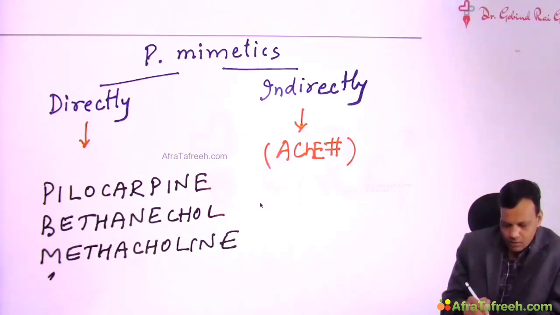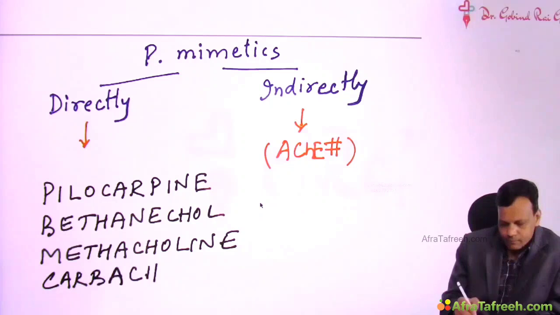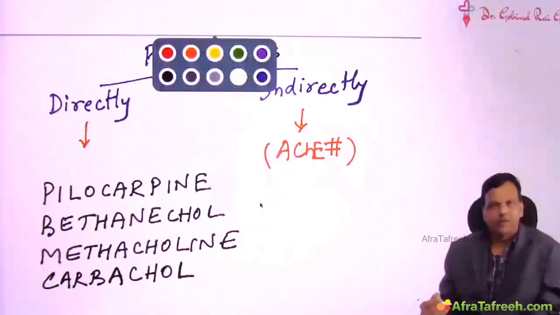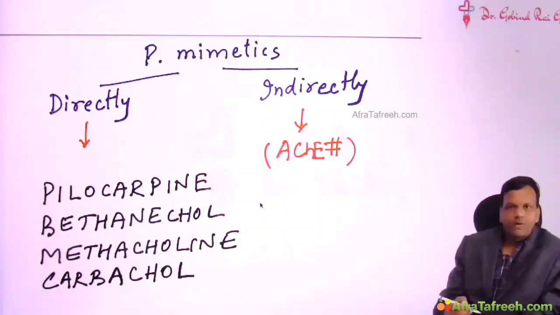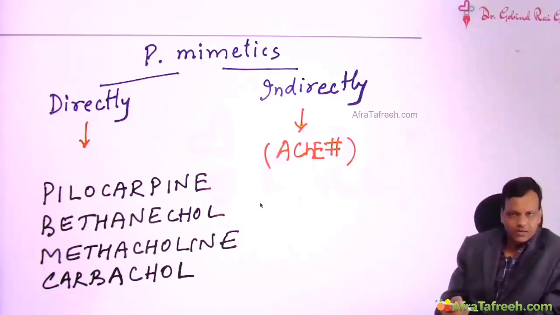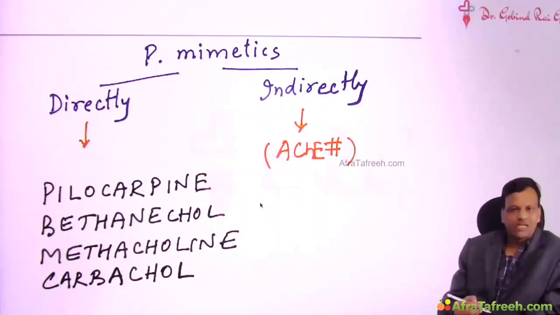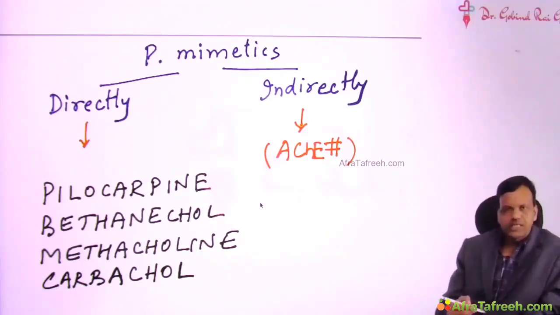And fourth is carbachol. So pilocarpine, bethanechol, methacholine and carbachol. The first thing we need to remember is that these are parasympathetic drugs, or cholinergic drugs, and you can remember that from the name itself. Because they are cholinergic drugs, they contain "chol" for acetylcholine in the name.